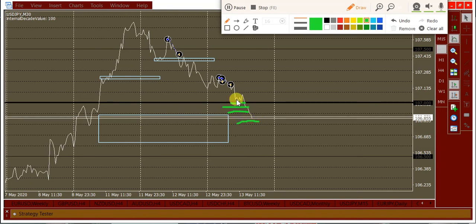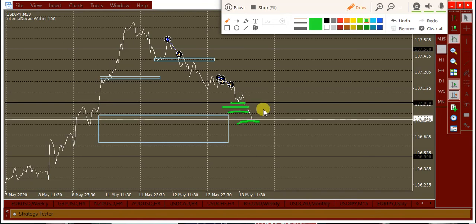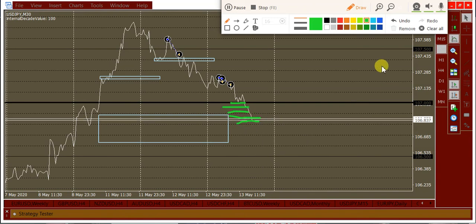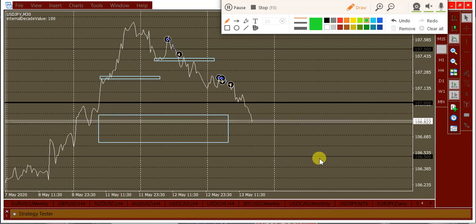Now, how tight are the stops on here? 8 pips? Some are 8, some are 2 pips, some are blown out already. You know, you just lost whatever, $20, $100.